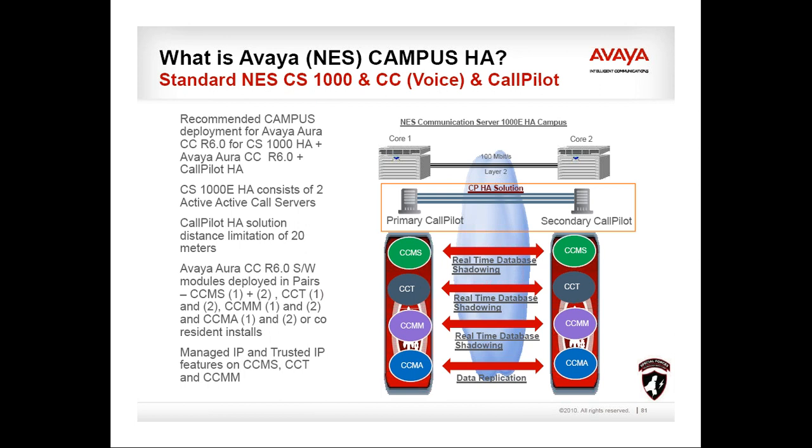This gives you an example of the Avaya NES campus high availability failover, and this is recommended for the Avaya Aura Contact Center 6.0 or the CS1000 high availability plus the Avaya Aura Contact Center 6.0, and also you could have the CallPilot high availability here. But basically, it takes advantage of real-time database shadowing. When you have that private cloud, you're able to do data replication in real time utilizing web services, and that's how you're able to create this shadowed environment of your primary contact center and then your failover, your high availability contact center solution.